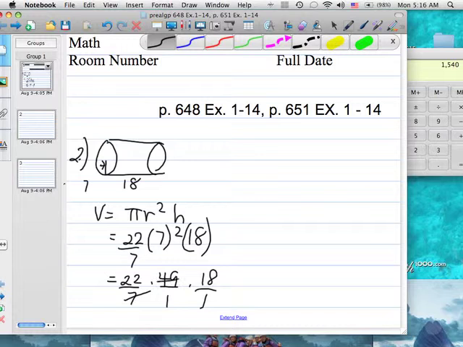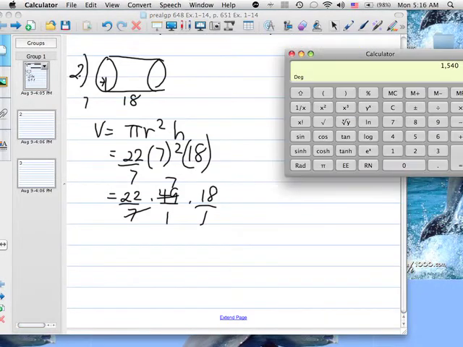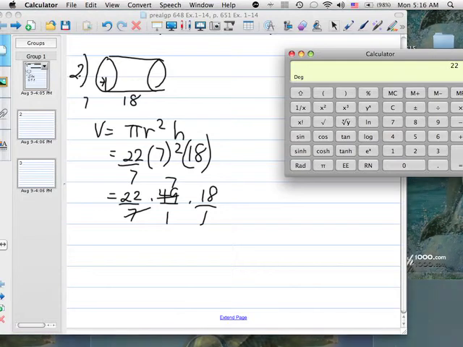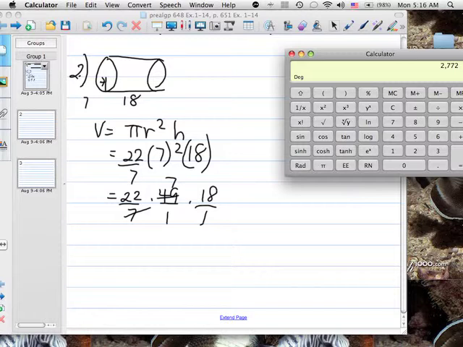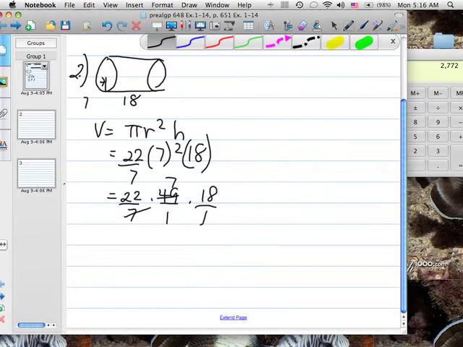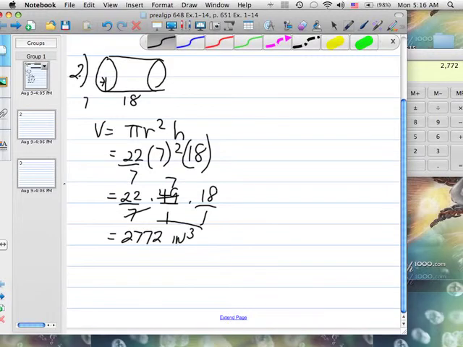And 7 goes into 49, 7. And all we have to do now is multiply 22 times 7 times 18. And we get our answer 2,772, and the unit was inches cubed.